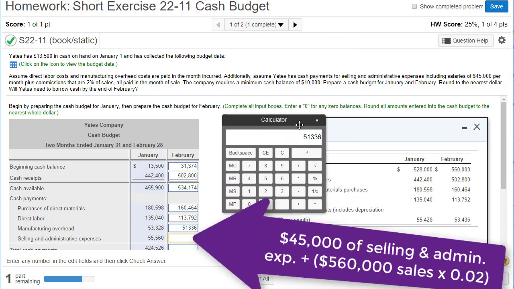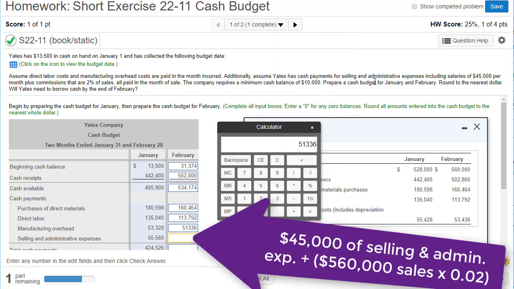Selling and administrative expenses. Remember, selling and admin expenses are $45,000 per month plus 2% of sales. So make sure my memory is cleared. Make sure this is cleared. So I'm going to add 45,000 to memory by hitting M+, and then clear that.